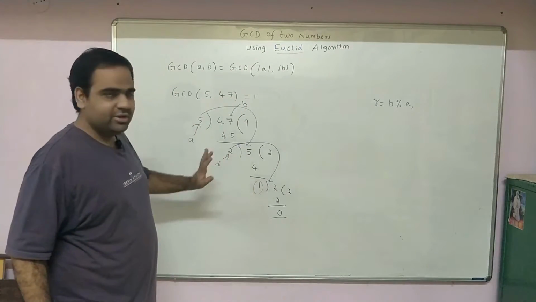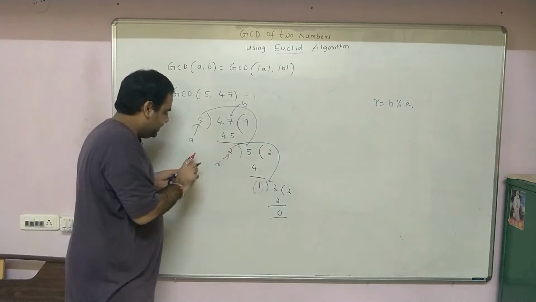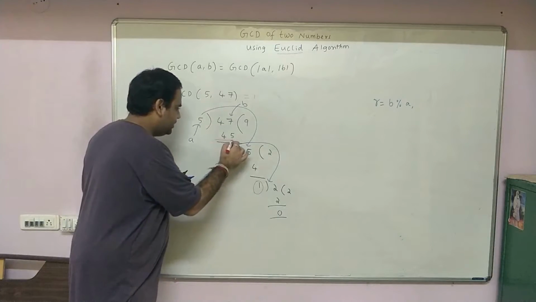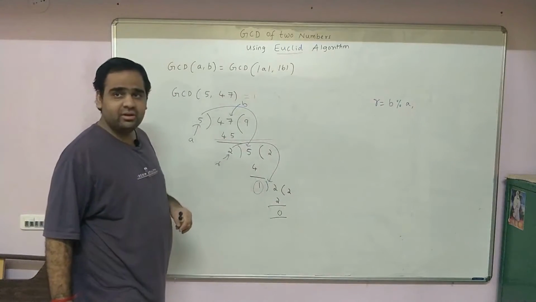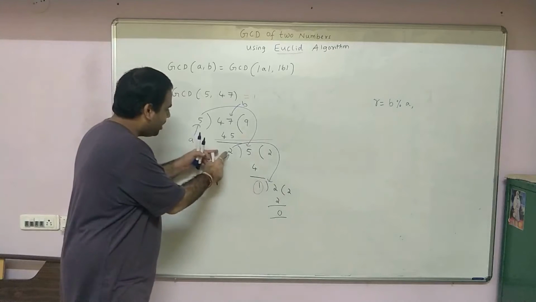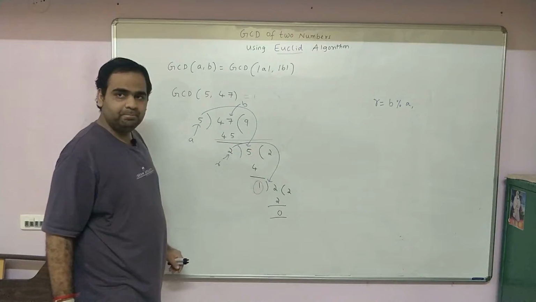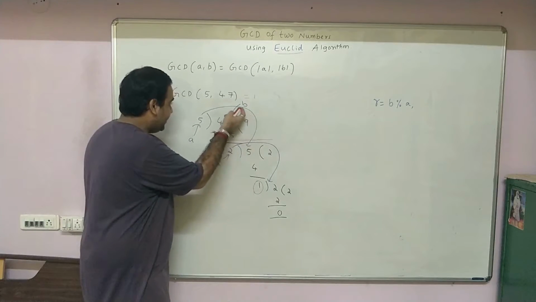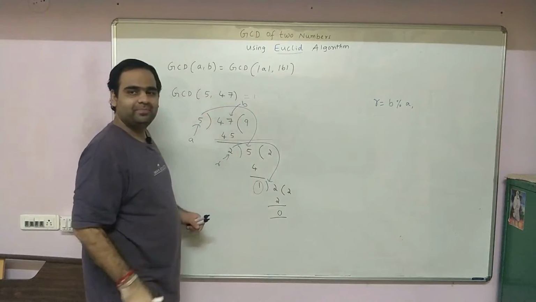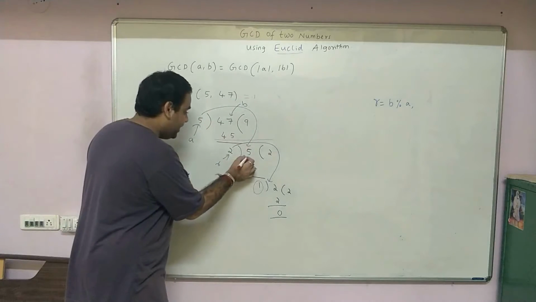47 modulo 5 is 2. Now the value of the remainder is 2. Till this particular point the step is done. Now we need to proceed further. To proceed further, whatever is the divisor will be A and the dividend will be B. In the next step, this dividend is getting its value from the previous A.